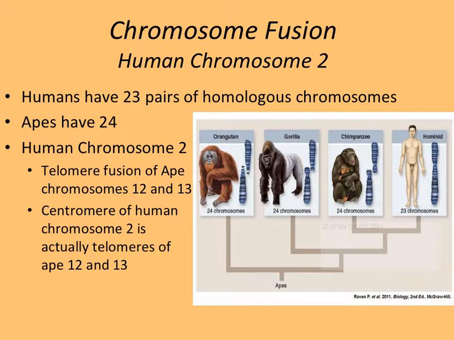Another example, now these are genetic and molecular. Humans have 23 pairs of chromosomes, 2 of each, for a total of 46. So 23 from mama and 23 from papa. They have the same genes, they're homologous chromosomes. It turns out that all the other apes have 24.